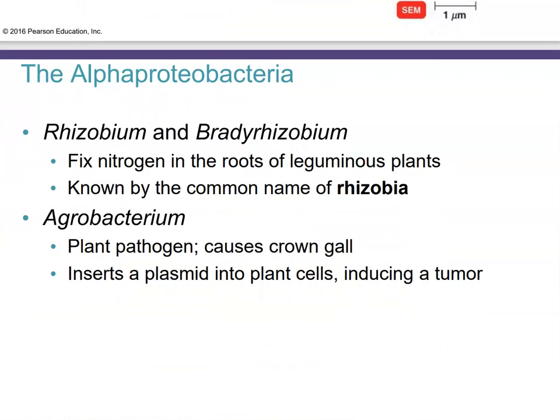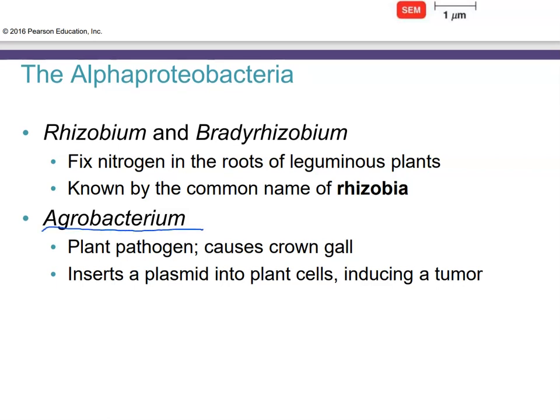They fix nitrogen in the roots of leguminous plants. Fixing nitrogen is always a nice thing for plants because when you're able to capture nitrogen from the atmosphere and make that into nitrates, of course, that works like a fertilizer for plants, so that's a nice thing. They are often known by the common name of Rhizobia.